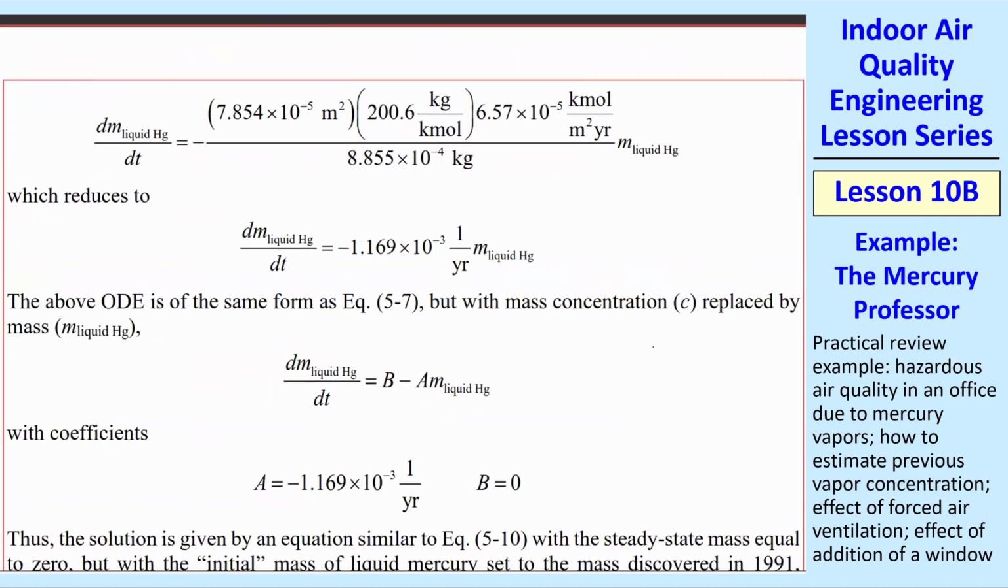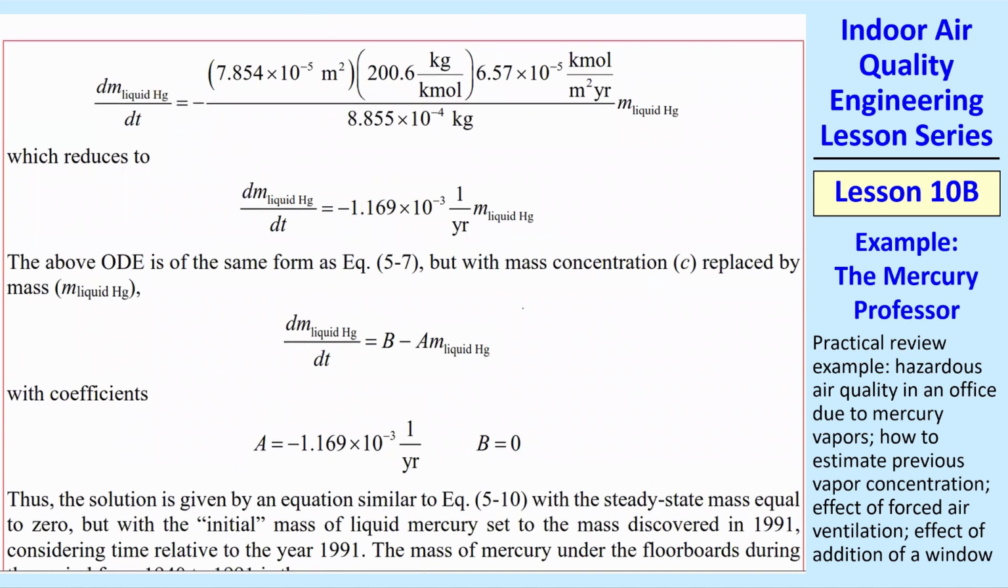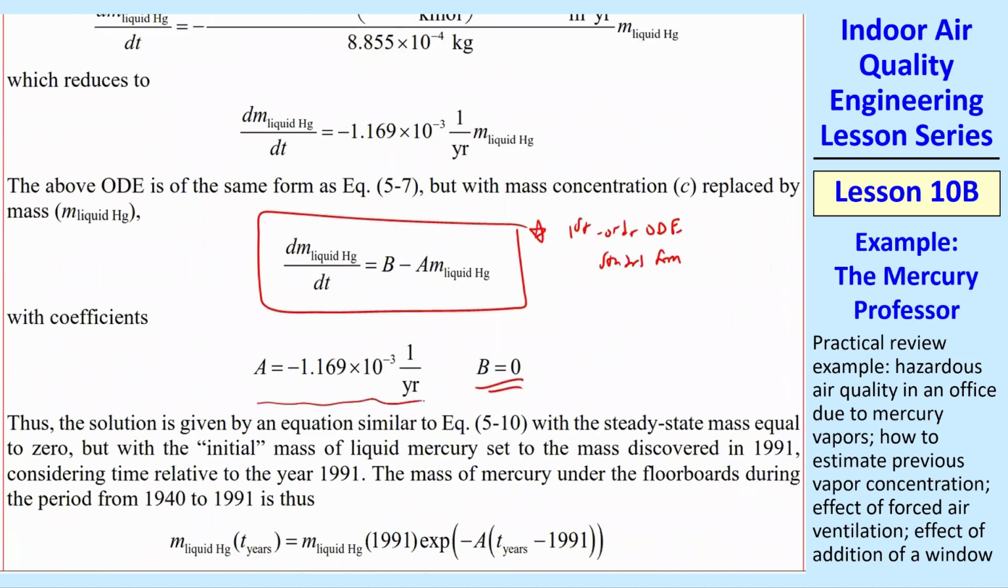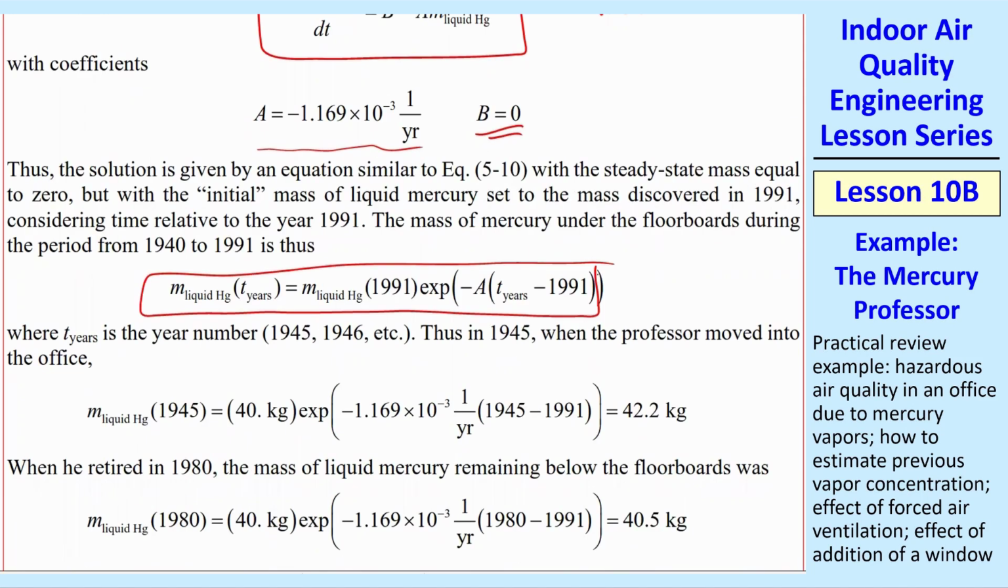The final equation, when we put everything in, we get an equation in the form of, surprise, surprise, a first order ODE in standard form. This one's really easy because B is 0, and we plug in all the parameters to get our A. We're using years here. The only data point we have is 1991. That's the year that they did some remodeling and discovered this mercury, and they measured its mass. And so we use this as our reference data point, 1991. And so that's kind of our t0.